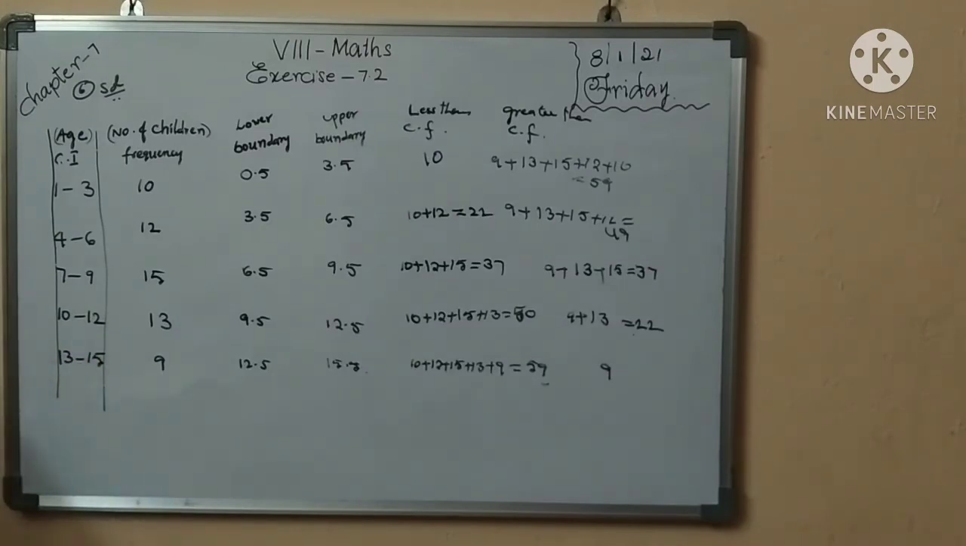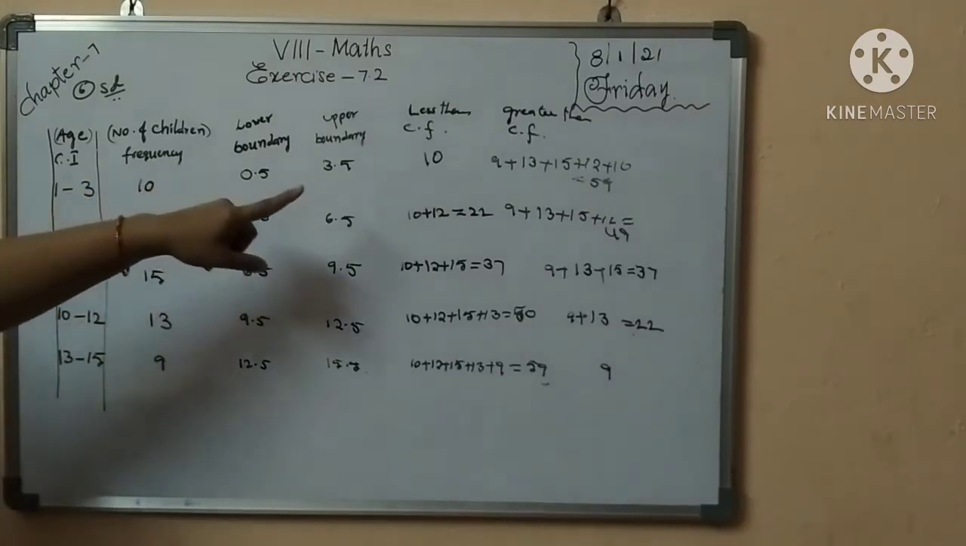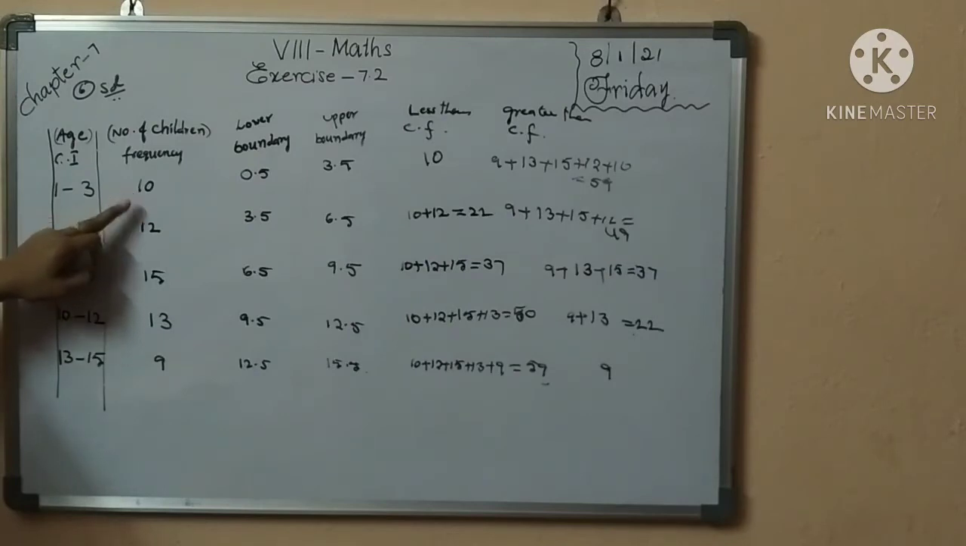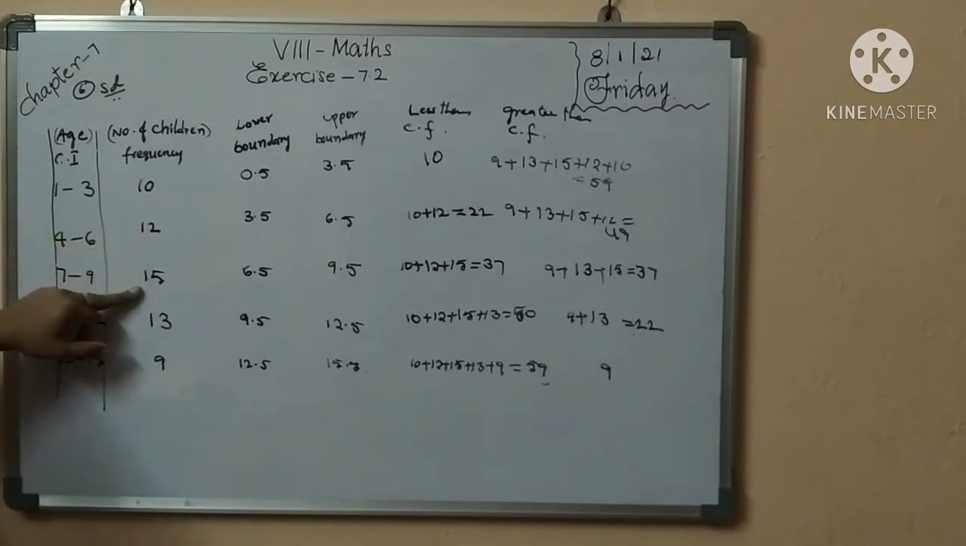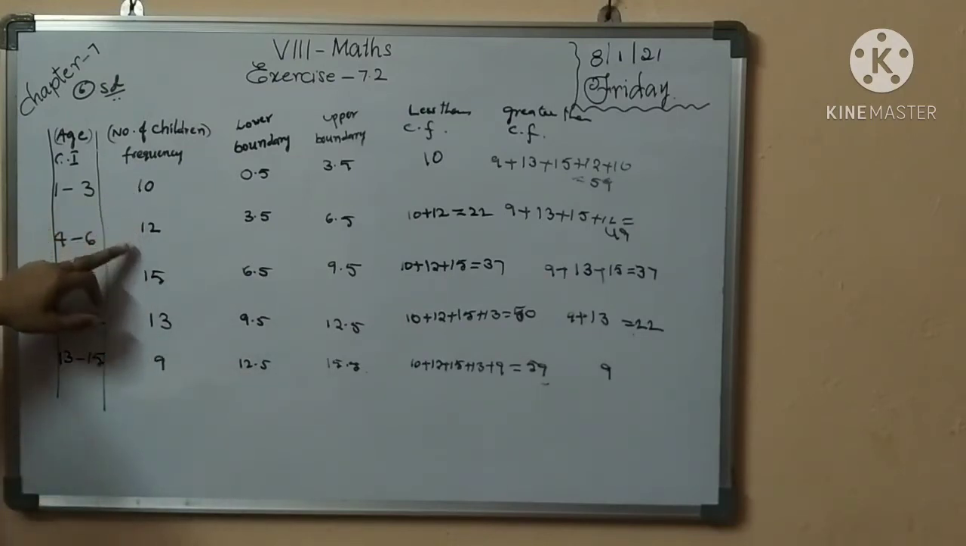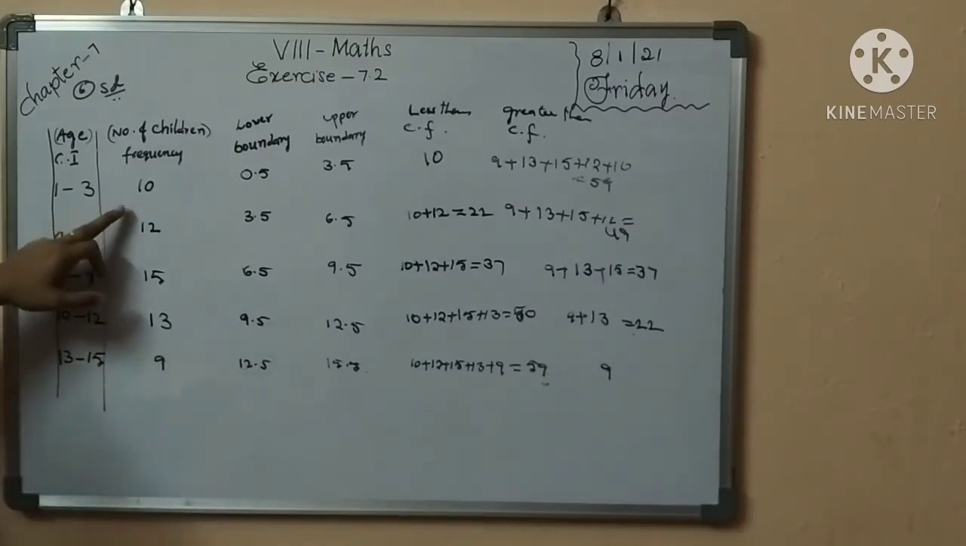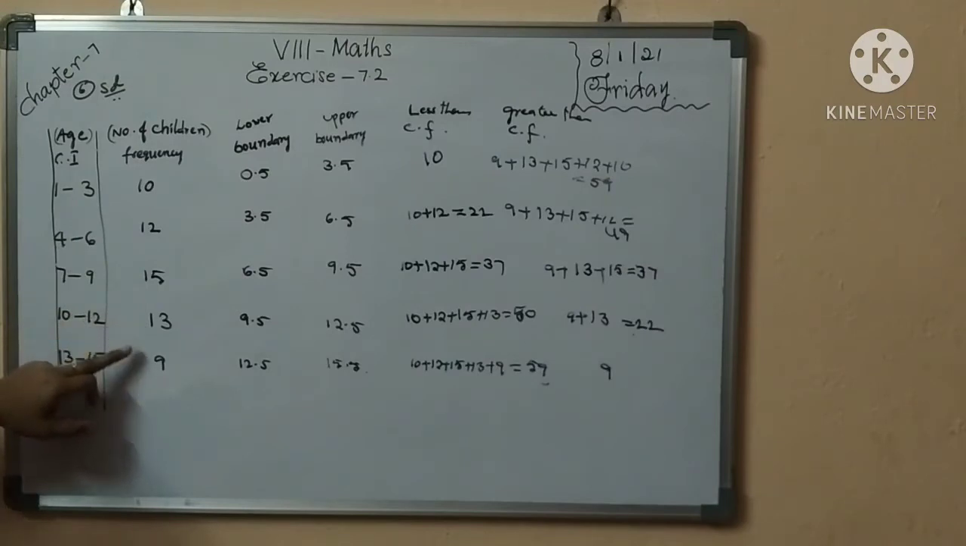Next, the less than cumulative frequency. Here the first frequency is 10, so as usual write 10. Next, add the frequencies: 10 plus 12 is 22, 10 plus 12 plus 15 is 37. Next, 10 plus 12 plus 15 plus 13 is 50. Next, 10 plus 12 plus 15 plus 13 plus 9 is 59. That is the less than cumulative frequency.